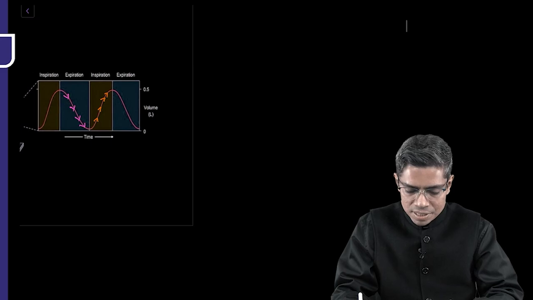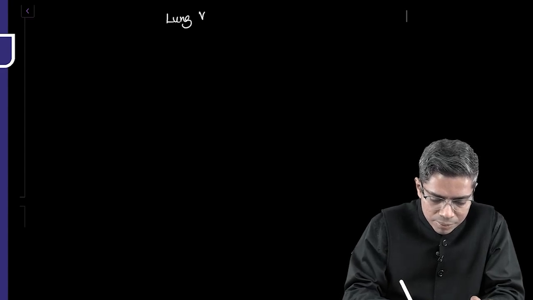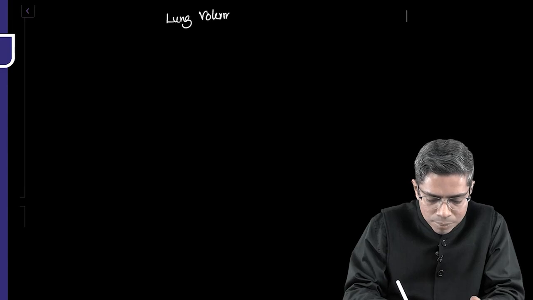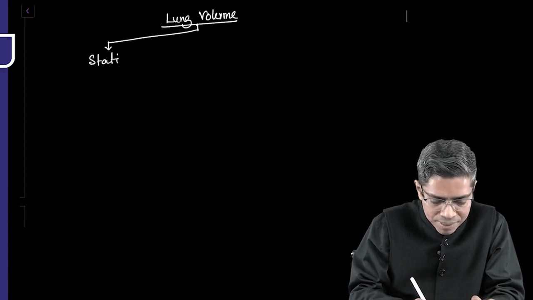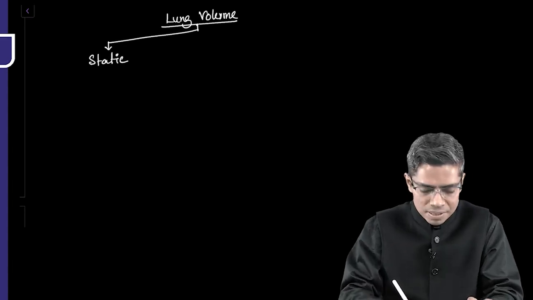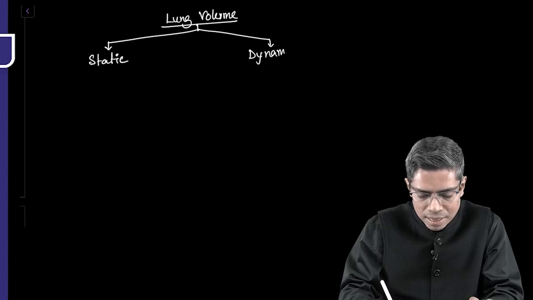Now we are going to discuss how the normal recording looks at the level of spirometer chart. So before that, you know that whenever we discuss lung volumes and capacities, you have to remember that lung volumes and capacities are of two types. One is known as the static lung volumes and capacities, and another one is dynamic lung volumes and capacities.